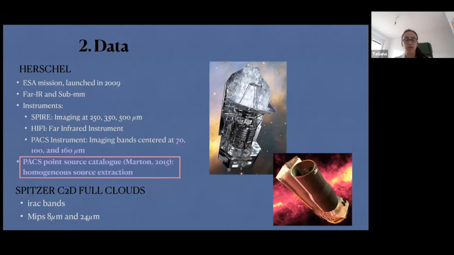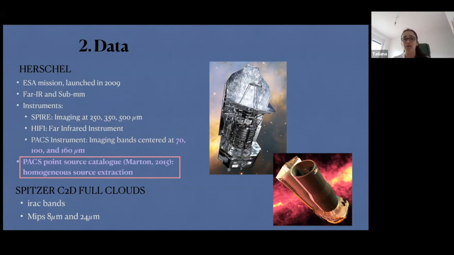And in particular, I'm using a point source catalog, which was constructed by Martin in 2015, a collaborator in the Nemesis group. And this is basically a homogeneous extraction of point-like sources so that we don't have any galaxies in this sample. And then I combine these with shorter wavelengths from IRAC bands and MIPS bands from the Spitzer C2D survey for Perseus.